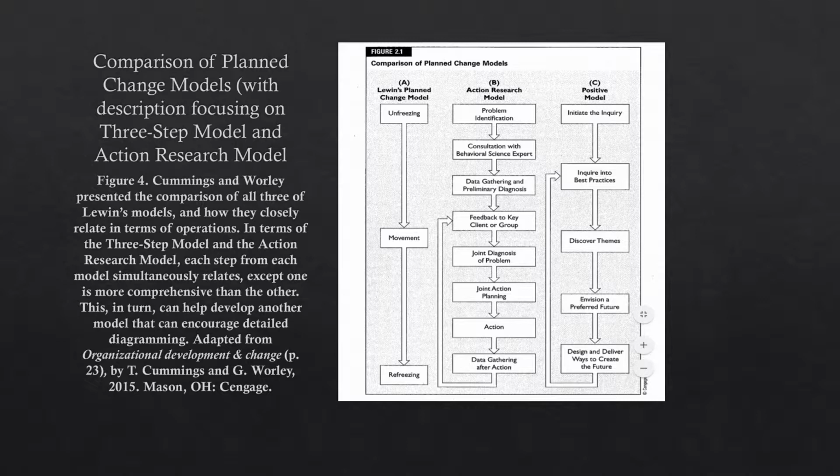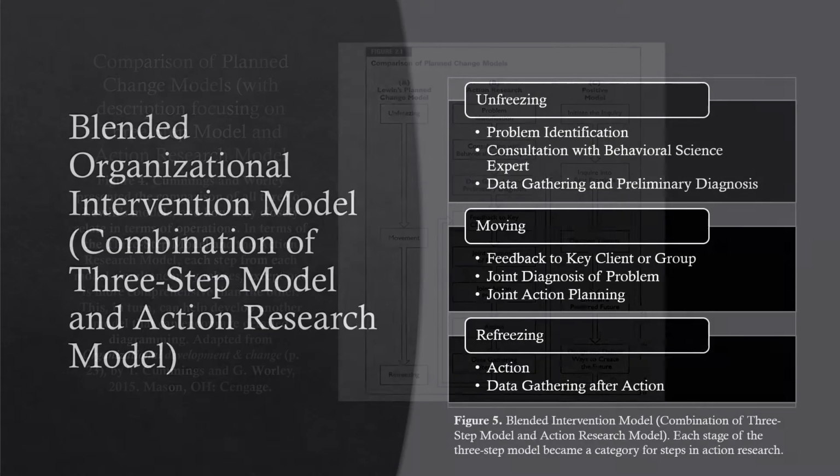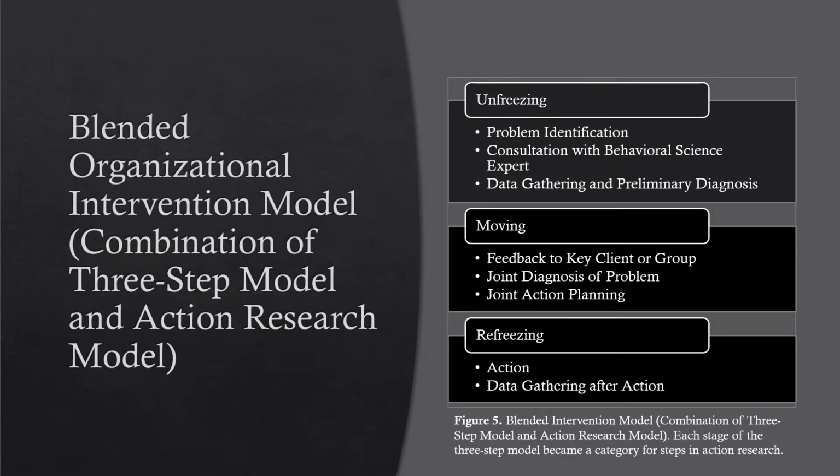This in turn can help develop another model that can encourage detailed diagramming. And this brought on a new model that's called the blended organizational intervention model. You have your main topics, the unfreezing, the moving, and the refreezing. It's sort of built like an outline.